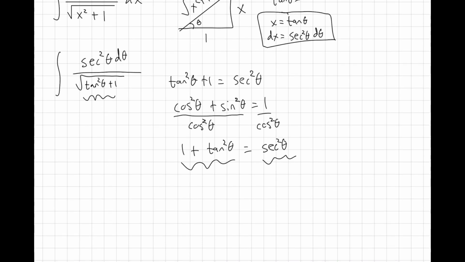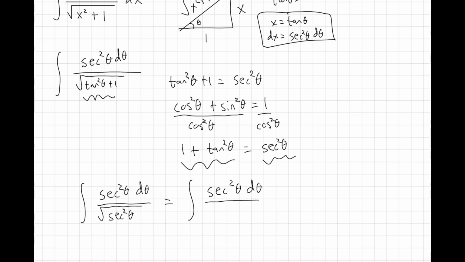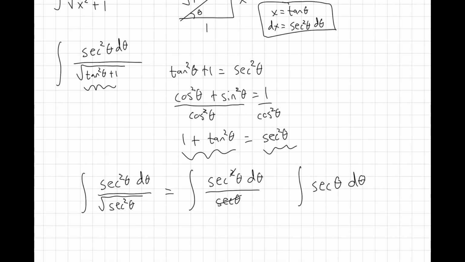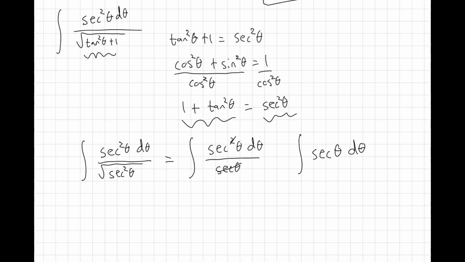So we can now rewrite this as the integral of secant squared theta d theta over the square root of secant squared. So that equals the integral of secant squared theta d theta over secant theta. We notice that one of the secants cancels, so we're left with the integral of secant theta d theta. And this is one that you kind of just have to memorize. The integral of this is natural log of tan theta plus secant theta. And then don't forget the arbitrary constant plus c.